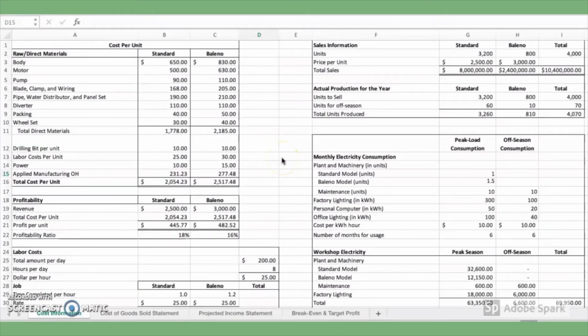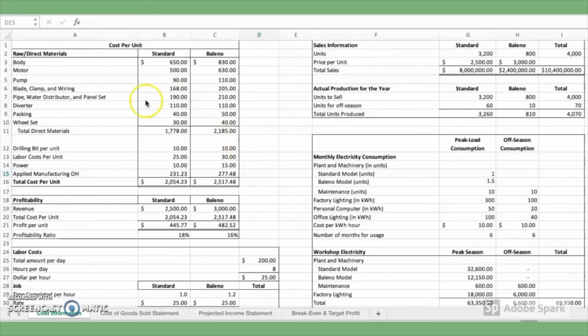Okay, so we're going to calculate the cost per unit for both the standard and Bellino model. So this was originally given in the case that we have. So we know the total direct materials that was given. And then they told us that the drilling bit per unit was 10 and 10 for both models. And then the power we know was 1 and 1.5 for standard and Bellino respectively. And then we know that it's $10 for the power. So that's where we get the 10 and then the 15.